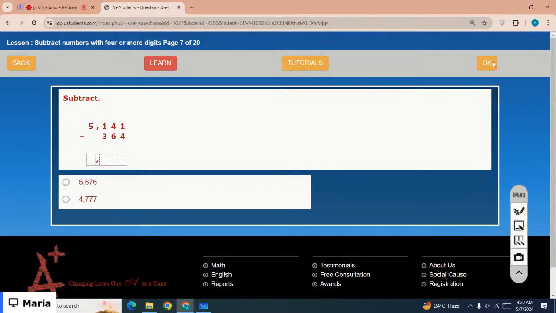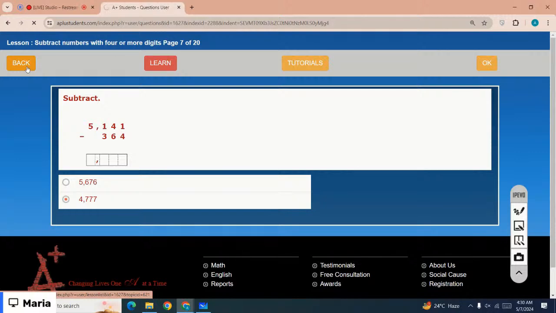5141 minus 364, which is the correct option? Yes, that's the second option. 4777 is the correct option. Option number 2 is the correct option. Okay, you can complete the lesson by yourself later today. Let me just move on to the next lesson.